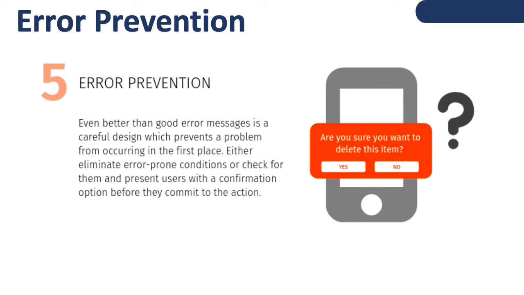At number 5 we have error prevention, and error prevention is better than dealing with an error after we are stuck in one. For example, if you want to delete some items on a mobile, it pops up a dialog message asking whether you are sure you want to delete this item. So there is a confirmation before something goes wrong, so we can double check things.